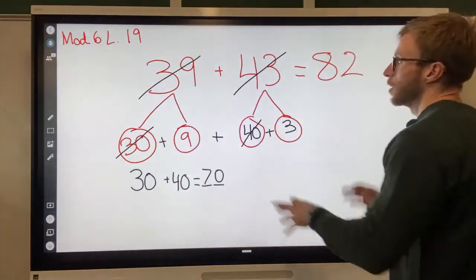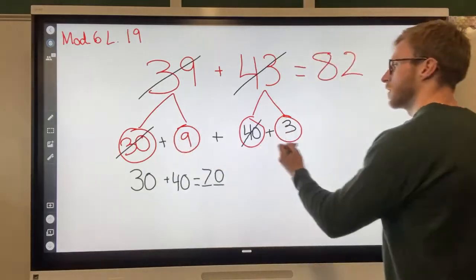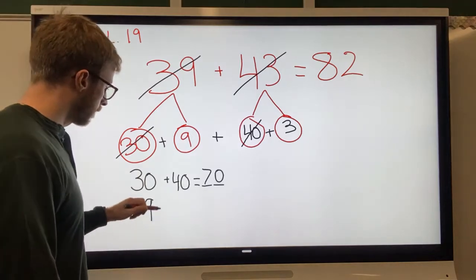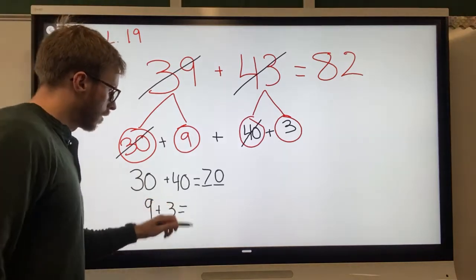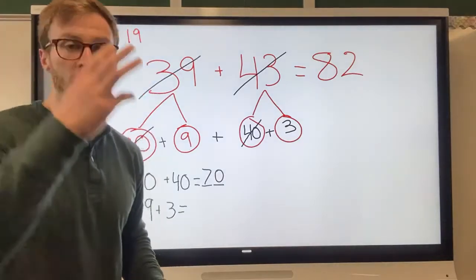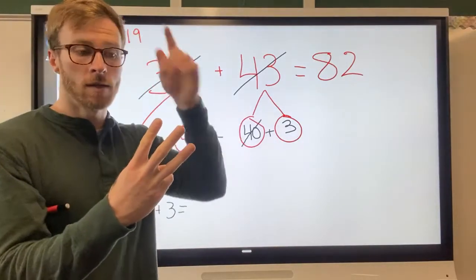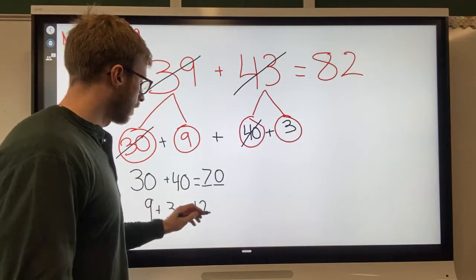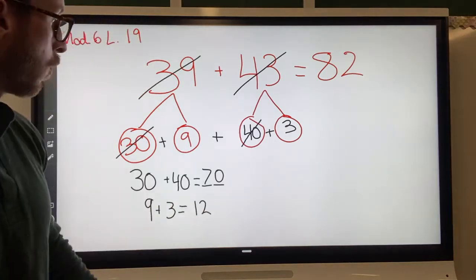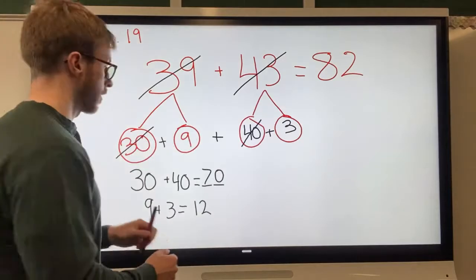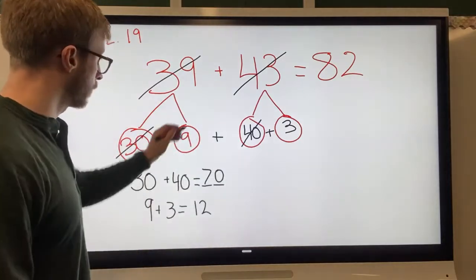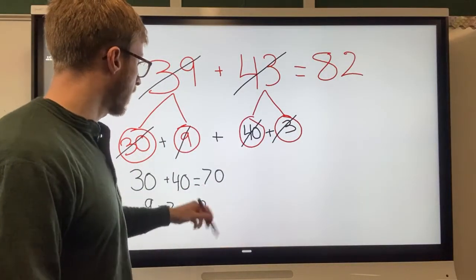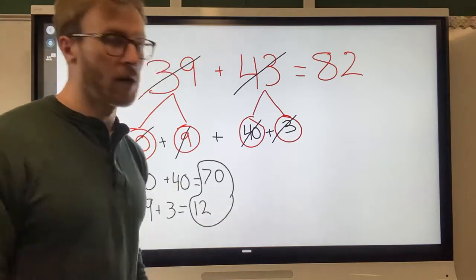Got it. Now I look back up here. 9 isn't crossed off and neither is 3. I still have to add those together. It's like adding the ones together now. 9 plus 3. We can all do that. We can count on. Let's put 9 in our head and count 3 more. Ready? 9, 10, 11, 12. Okay, so we got 12. All right, so what we did, we took our tens and we added our tens together. Then we took our ones and we added our ones together. I used my 9. I used my 3. So now I'm left with 70 and 12. But I'm not done.